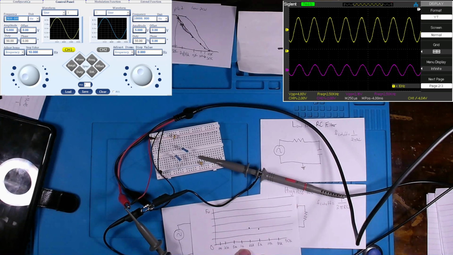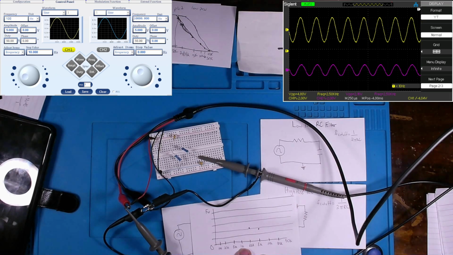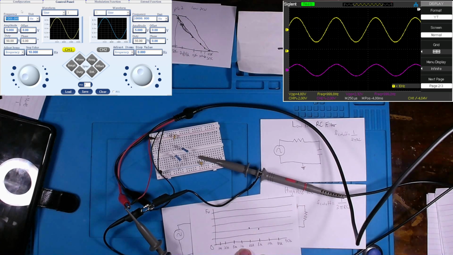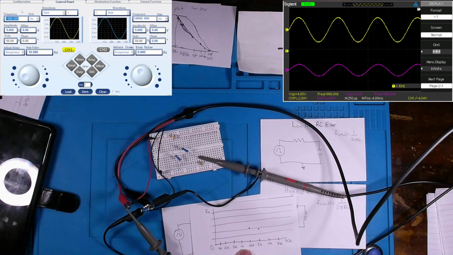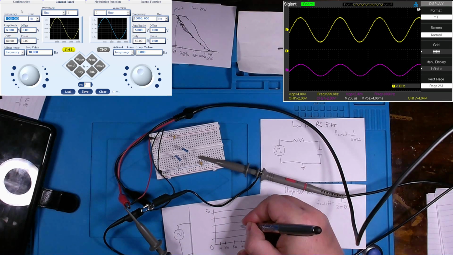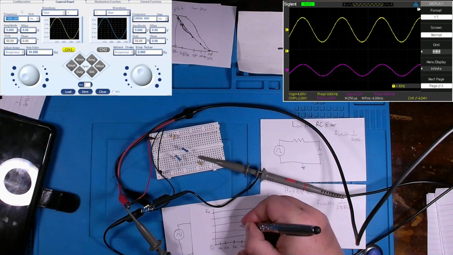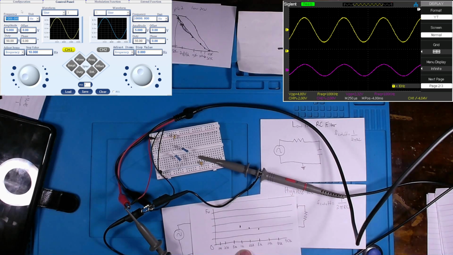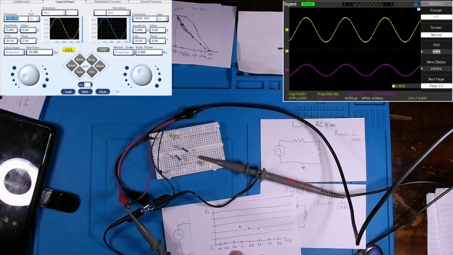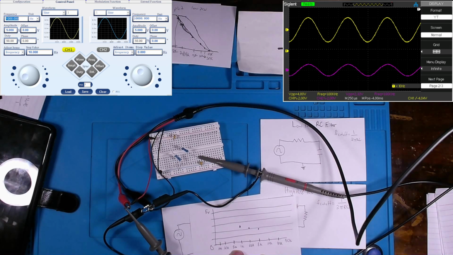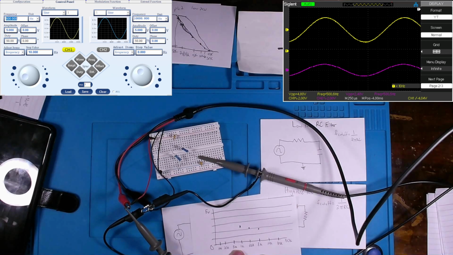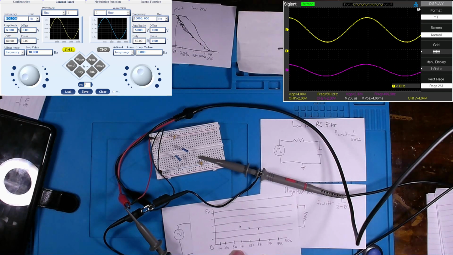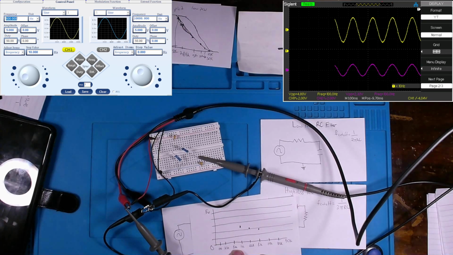Now 1K, we have 2.3. So we'll put that just below midway. We'll put that right there. 500. Let's go to 500 hertz. And we're at 2.3 volts still. 2.3, 2.4.